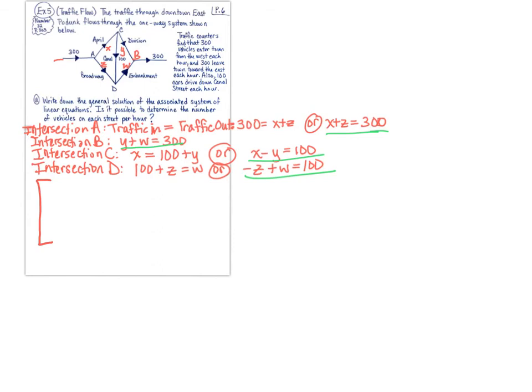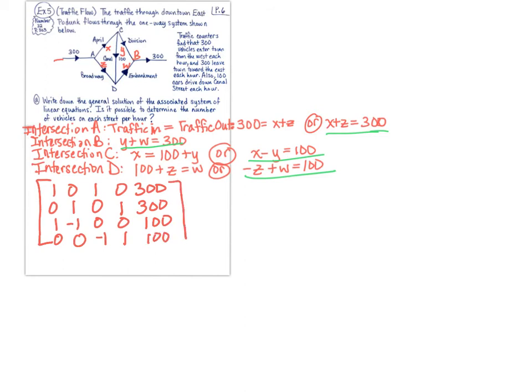We have our first equation gives us 1, 0, 1, 0, 300. Then we have 0, 1, 0, 1, 300. Then we have 1, negative 1, 0, 0, 100. And then we have 0, 0, negative 1, 1, 100. Okay, so remember that our column 1 represents X. We have Y, Z, and W. Okay, so there we go.